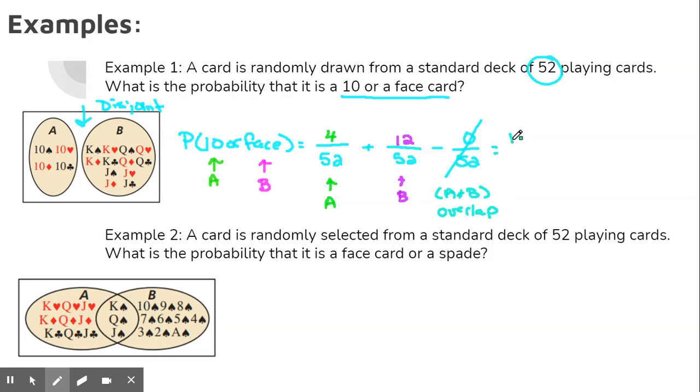So 4 plus 12 is 16 out of 52, which is about 30.7%. Again, it's up to you. You can either leave it as a fraction, you can reduce your fraction, you can write it as a percentage. It's completely your choice. Okay, so for the next one, we have a face card or a spade.